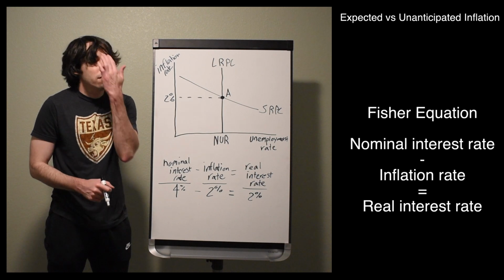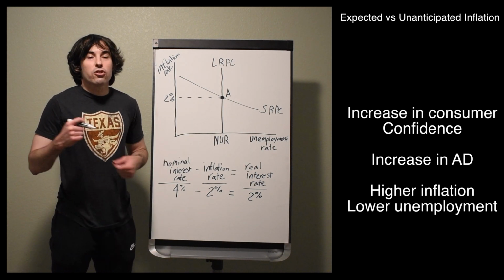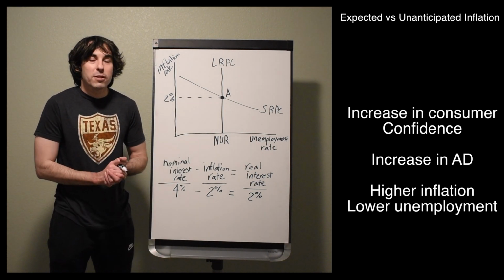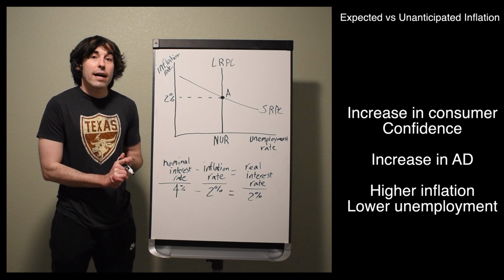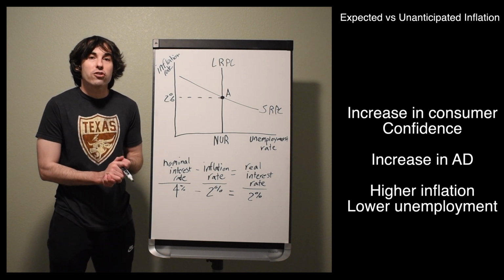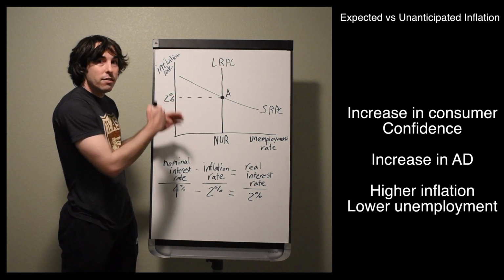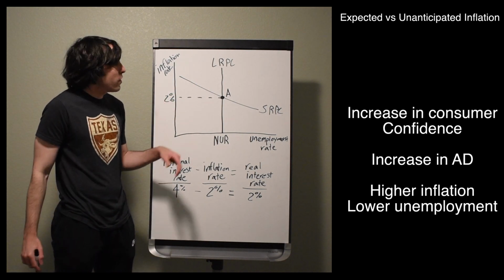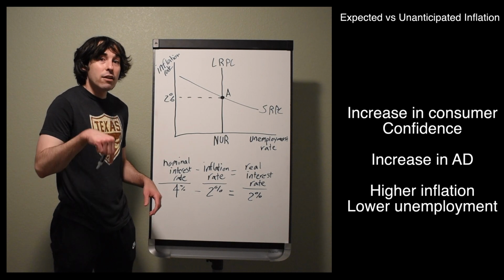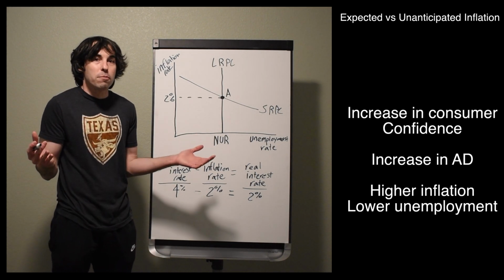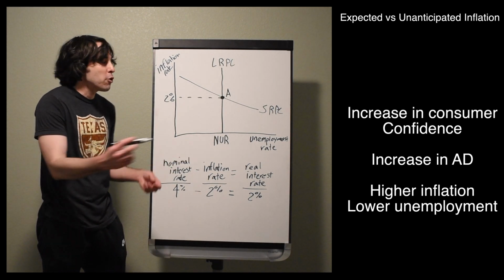Now let's say that there's an increase in consumer confidence. Everybody's feeling great about the future of the economy, and so people are out there spending. Consumers are buying more goods and services. That's going to cause aggregate demand to increase and shift to the right. When aggregate demand increases and shifts to the right, we end up with a higher price level and a lower unemployment rate. More people are buying things and businesses are going to start hiring more people.